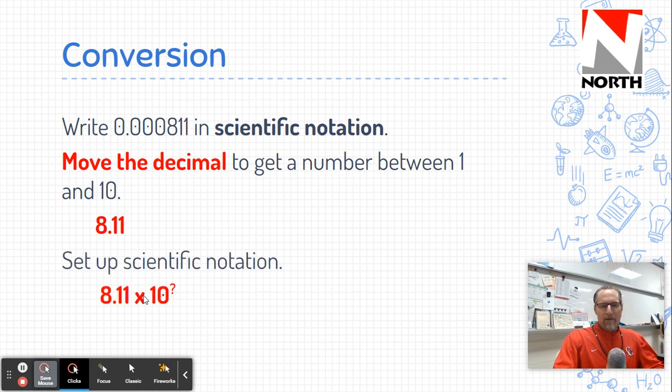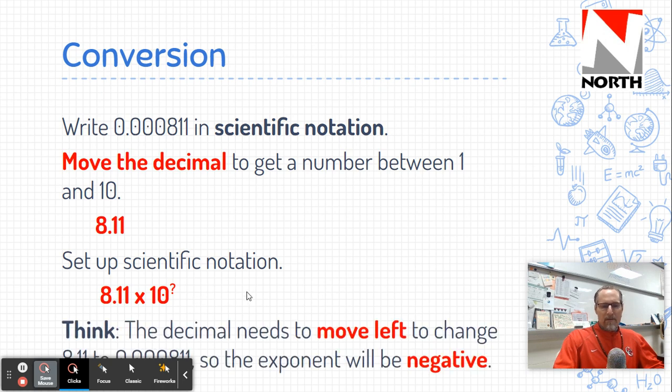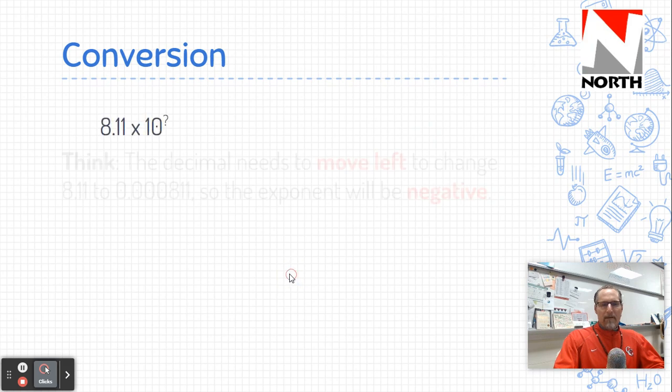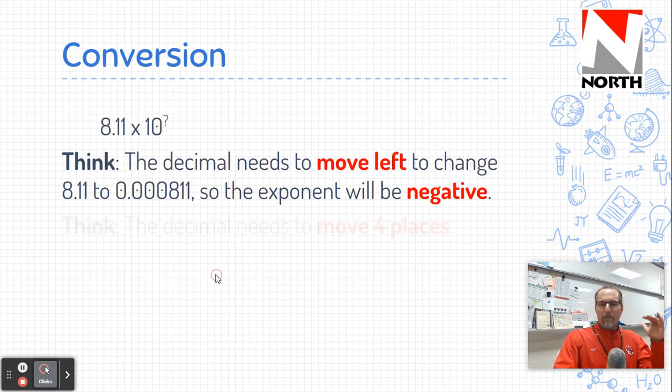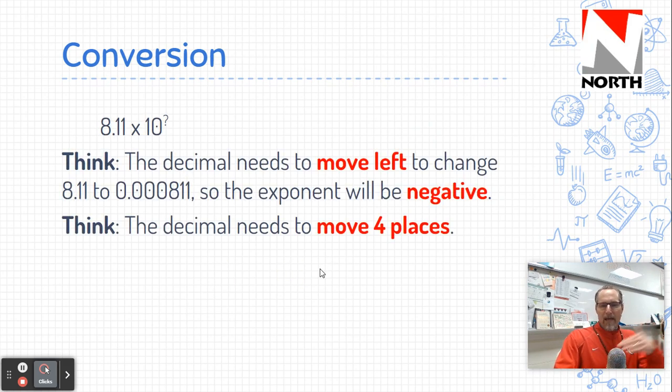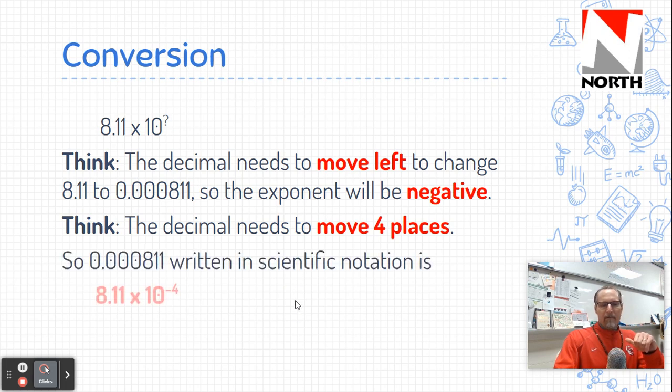Okay. And so, you know, that would be times 10 to the fourth then. So my decimal point moves to the left. So the exponent will be negative in order for that to fit in. So I moved it four places to the left. And so writing that as scientific notation is going to be 8.11 times 10 to the negative 4, because that's the way I moved it over.